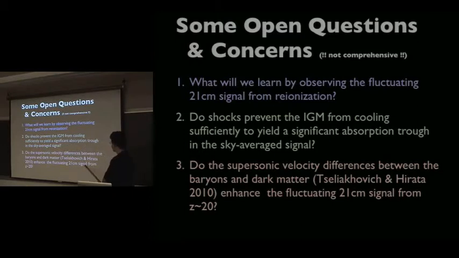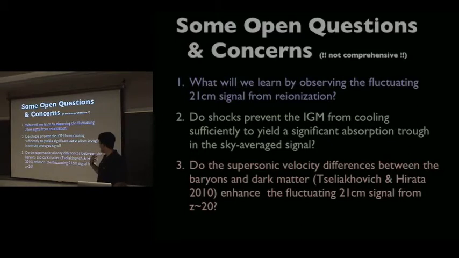And then finally, the last question is, do the supersonic velocity differences between the baryons and dark matter enhance the fluctuating signal from reionization? What are the supersonic velocity differences? Well, we've known for a long time that the baryons were being dragged around by the CMB prior to recombination, and then at recombination, the CMB lets go and the baryons are coasting. And it was actually shown very recently that the baryons are coasting at a supersonic velocity relative to the dark matter.